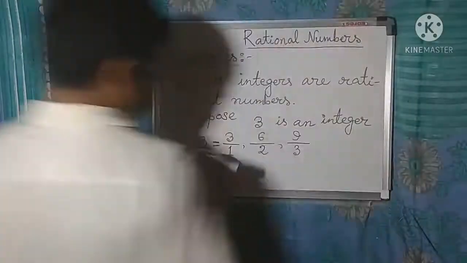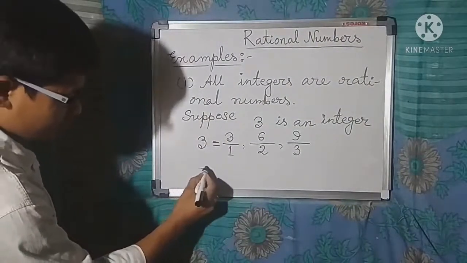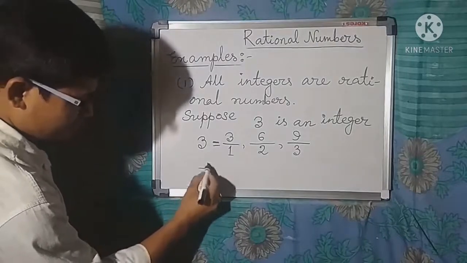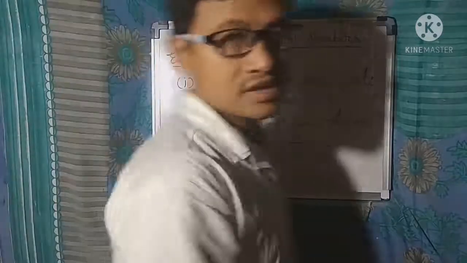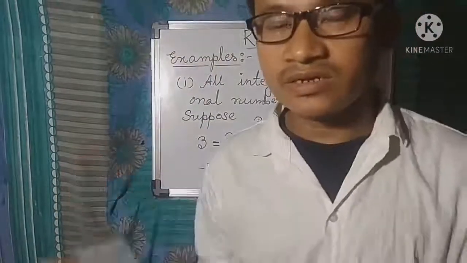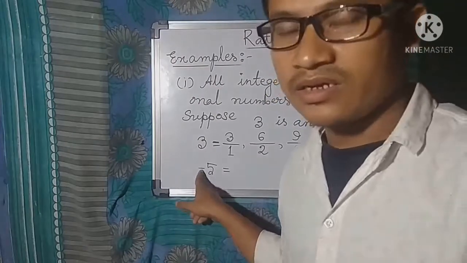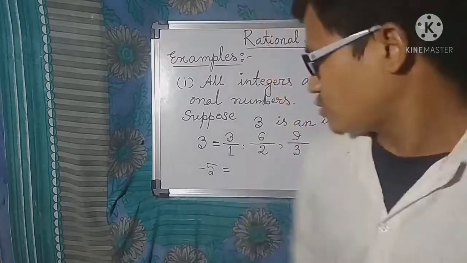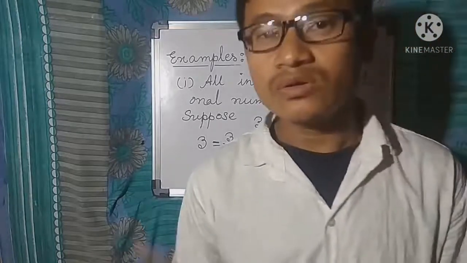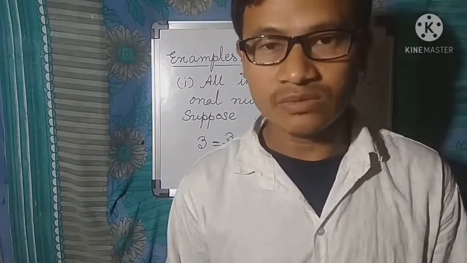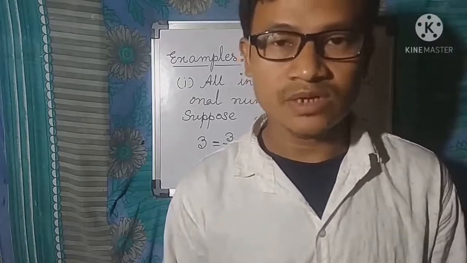Take another example. Suppose minus 5. Minus 5 is also an integer. This is a negative integer, isn't it? This is a negative integer because the minus sign is there. So minus 5 can also be expressed or written in the form of p by q.